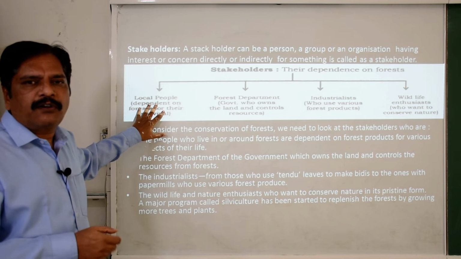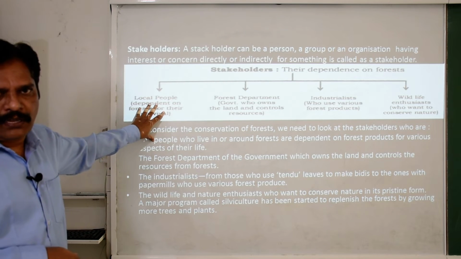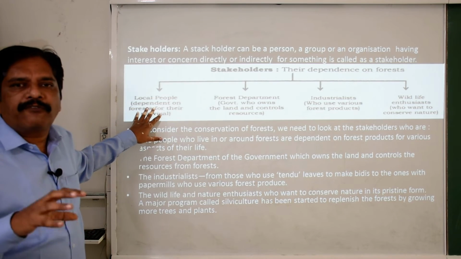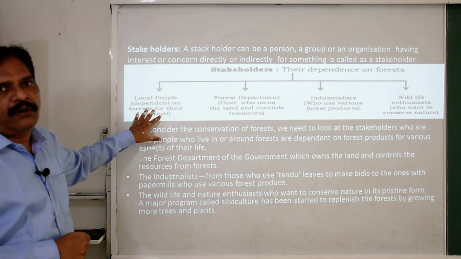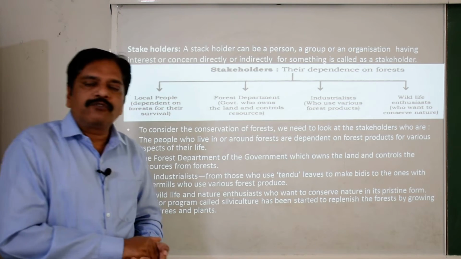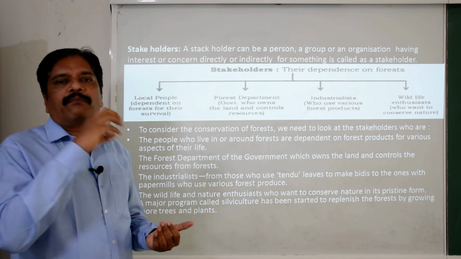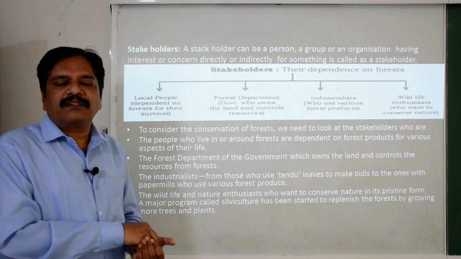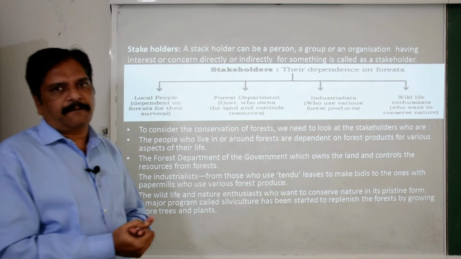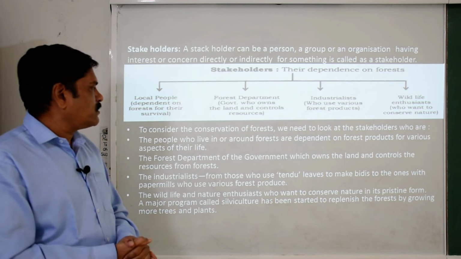The first one is the local people, those who directly depend on this forest for fulfilling their livelihood. Just like that, they obtain their food, their clothing, and their shelter, as well as food for the animals. That is the first stakeholder.